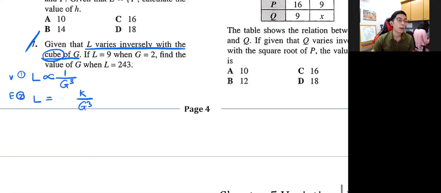Sub what? I know. L sub 9, then G sub 2. Wow, very smart. Correct. So yes, you're right. So I will do it now. I will do the rest of the process.